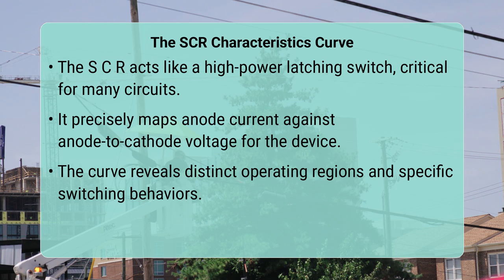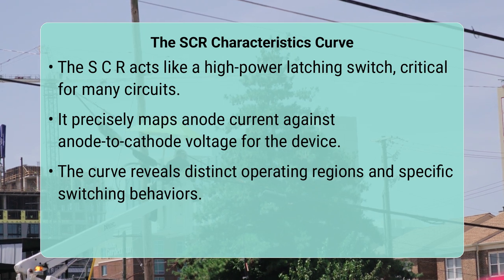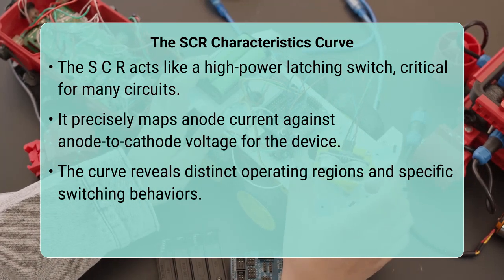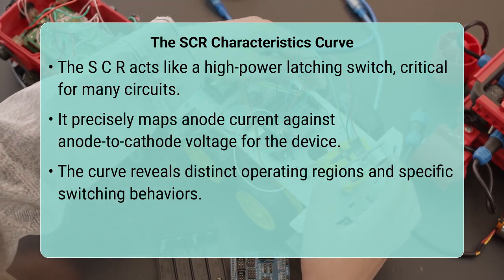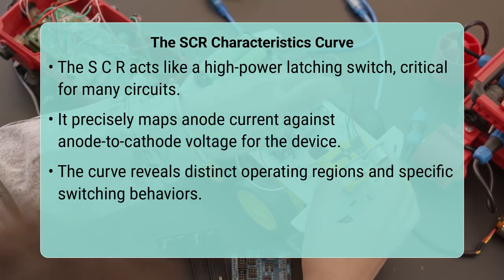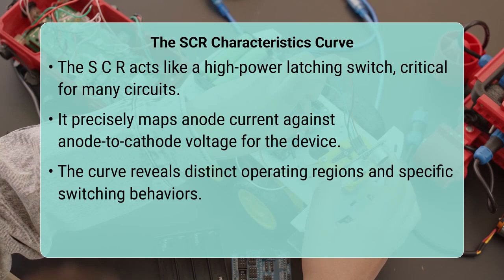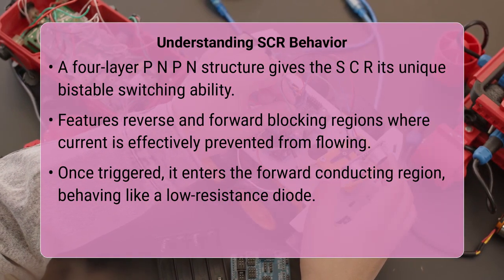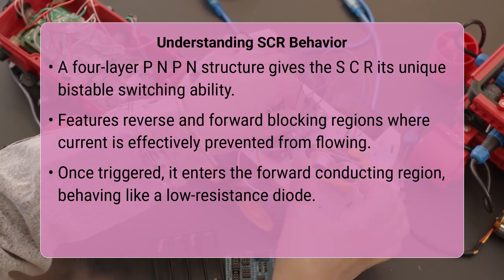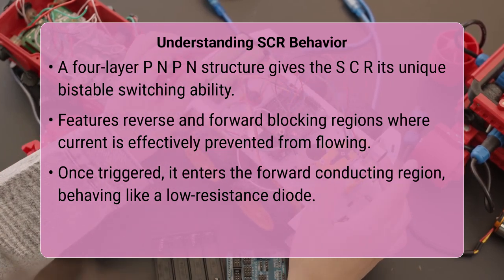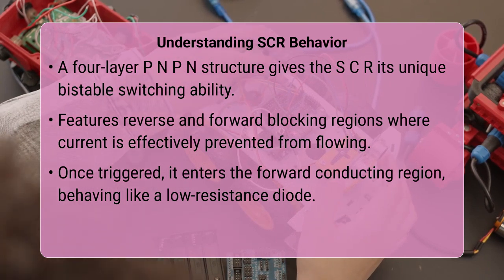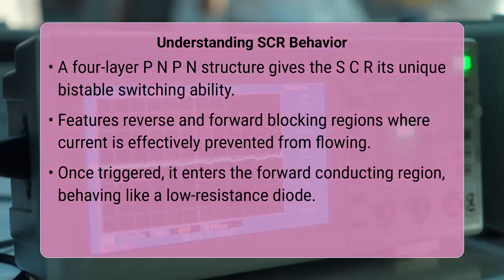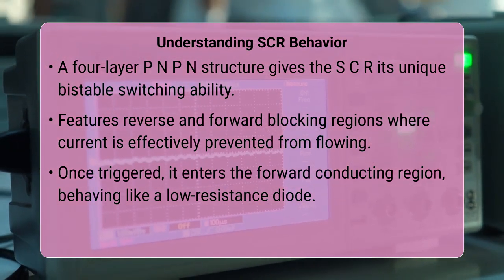This curve reveals how the SCR transitions from an off state to an on state, and, critically, what conditions maintain that on state. At its core, an SCR is a four-layer semiconductor device, structured as PNPN, which gives it a unique bistable characteristic. The curve illustrates three primary operating regions. First, the reverse blocking region shows the SCR acting as an open circuit when a negative voltage is applied across its anode and cathode, much like a reverse biased diode, up to its reverse breakdown voltage.